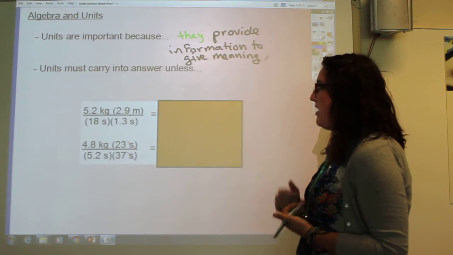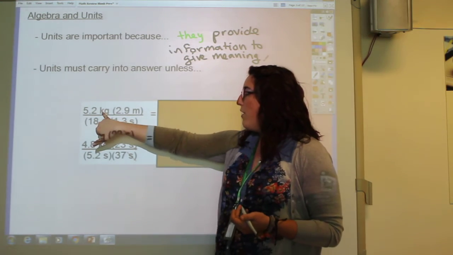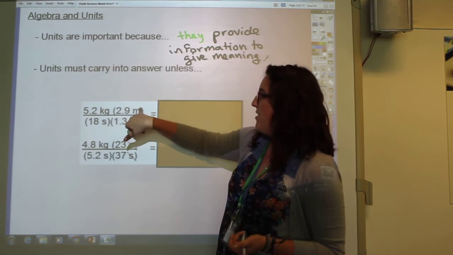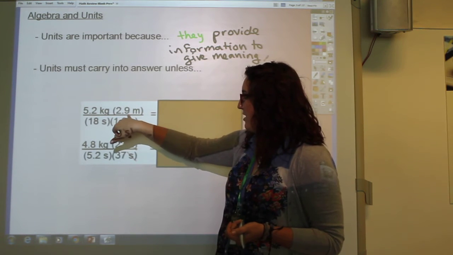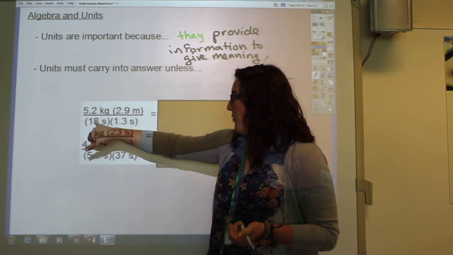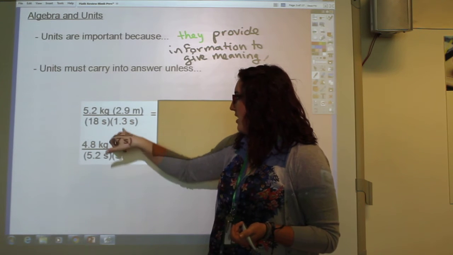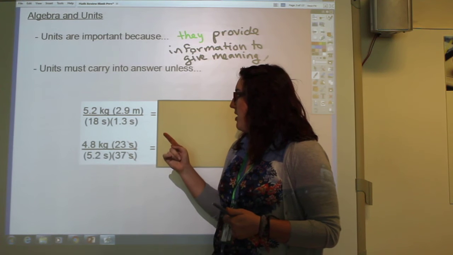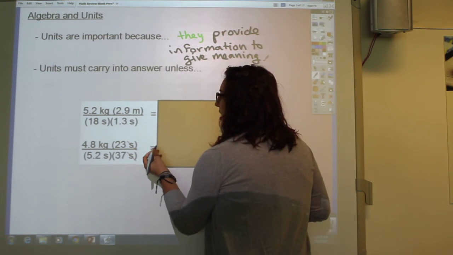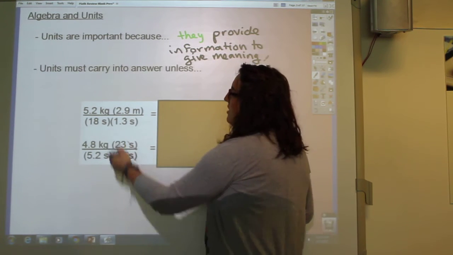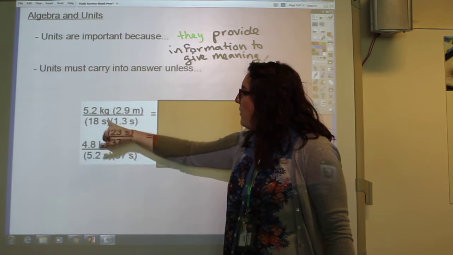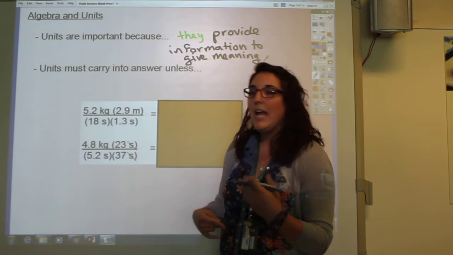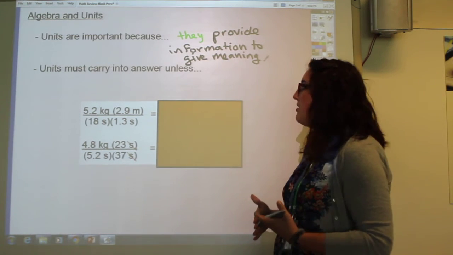So an example of this is if I had a 5.2 kilogram weight and something happened that moved at a distance of 2.9 meters, and we have 2 different times here. We have 18 seconds and 1.3 seconds. Now we can go through this and we can see what cancels in our units. Otherwise, if we can't cancel any units, they're going to carry to the answer.